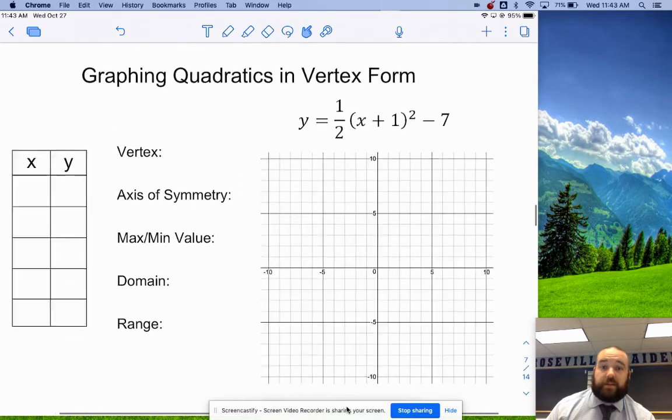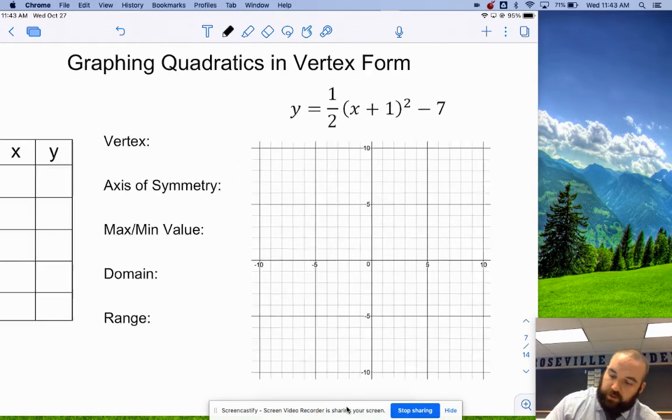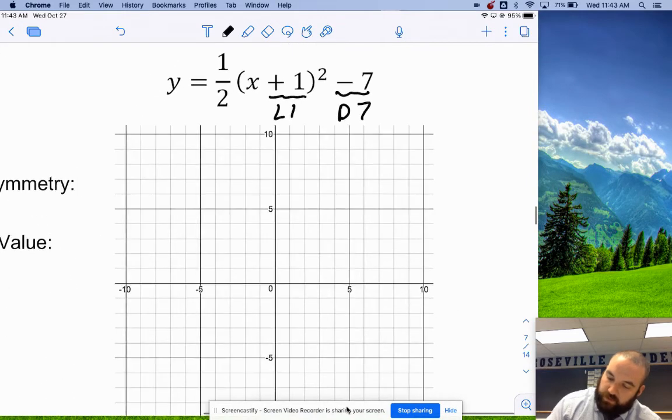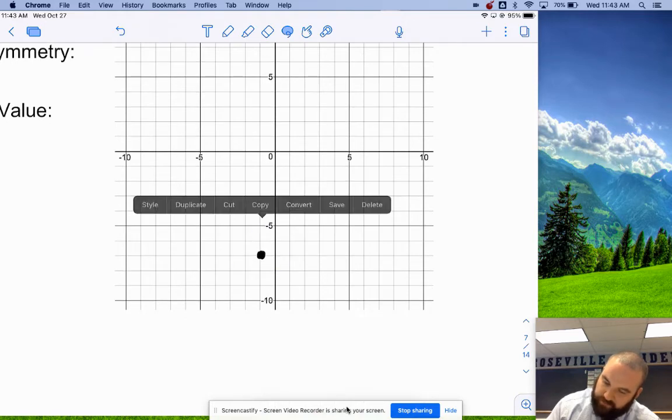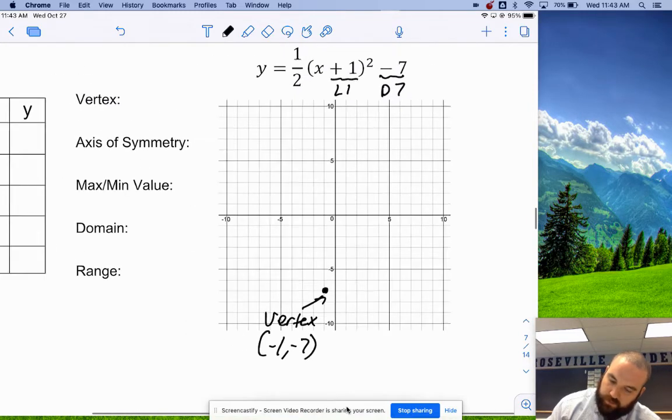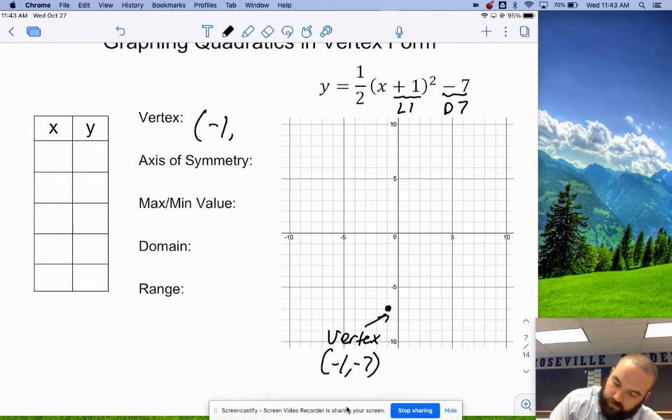Okay, if we try this again, I'm going to look at this, and I know that my translations are left 1 and down 7. So if I take my original vertex and I instead move it left 1 and down 7, it's going to be right down here at -1, -7. Vertex as a coordinate, -1, comma -7. Okay, so I'm going to write that right here. Now, the only thing I haven't dealt with is the 1/2.